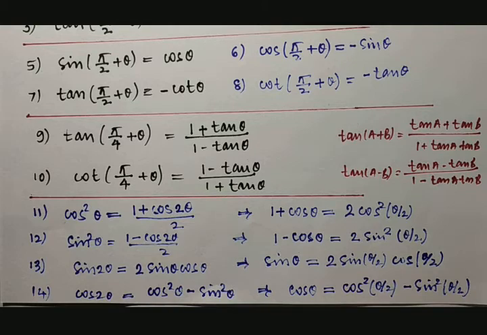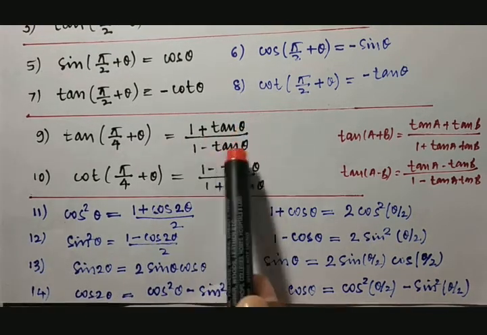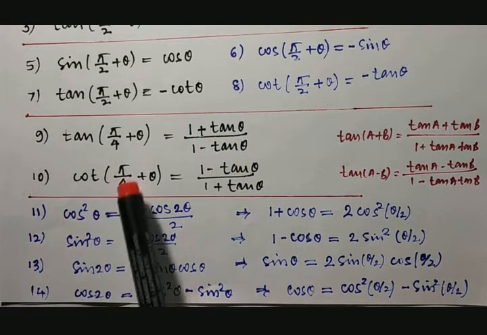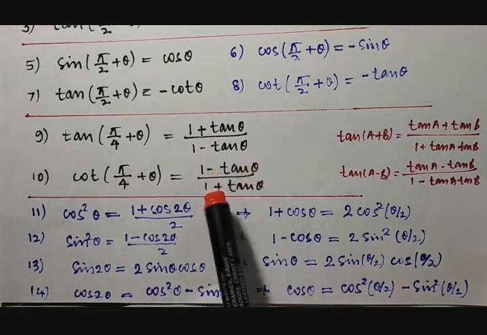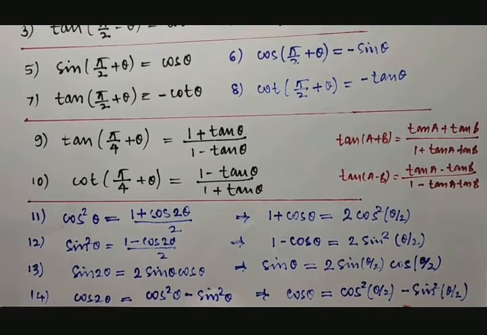With this we'll be taking tan of 45 plus theta as 1 plus tan theta by 1 minus tan theta. Cot of 45 plus theta will be taken as 1 minus tan theta by 1 plus tan theta. Then after that, these are another set of equations which we already know.